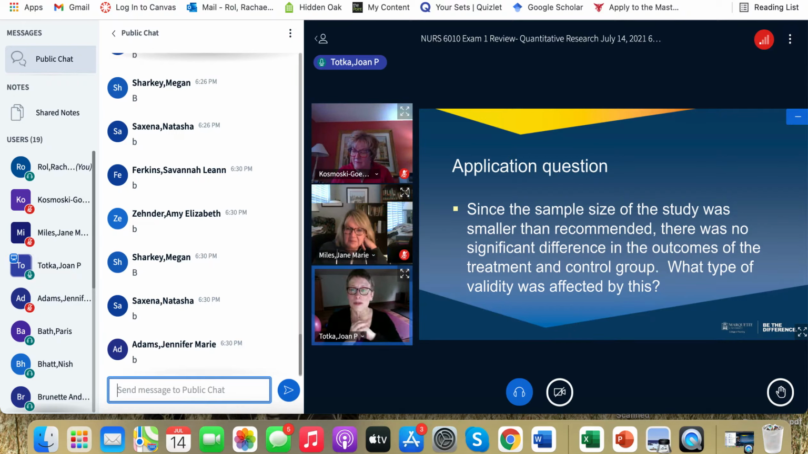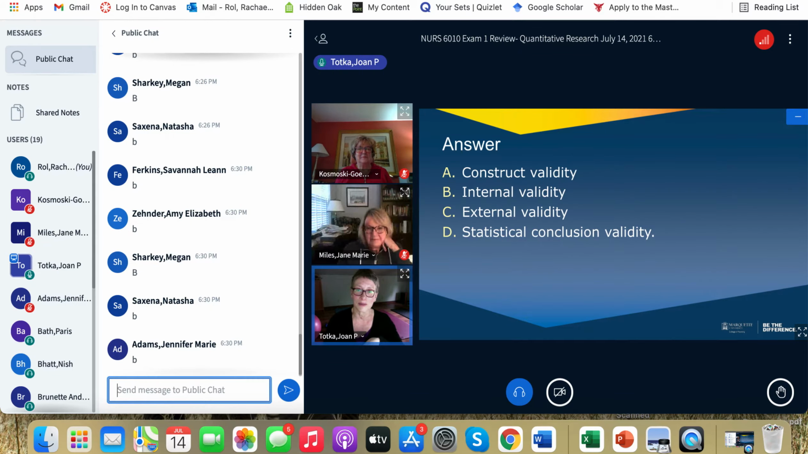Okay. Since the sample size of the study was smaller than recommended, there was no significant difference in the outcomes of the treatment and control group. A different question. So the sample size was smaller, and what type of validity was affected by this? And I'll tell you a story about this one. So see how this goes. I hope the answer isn't B. Okay. So is it construct validity, internal validity, external validity, or statistical conclusion validity?